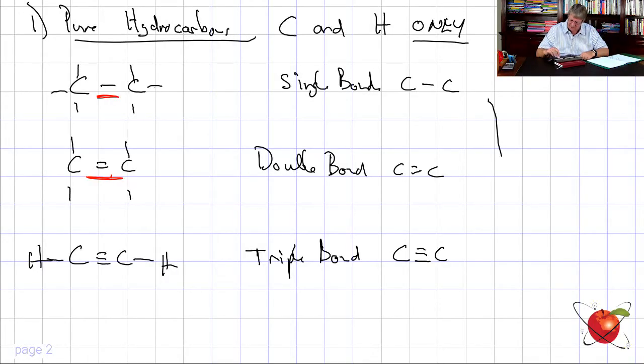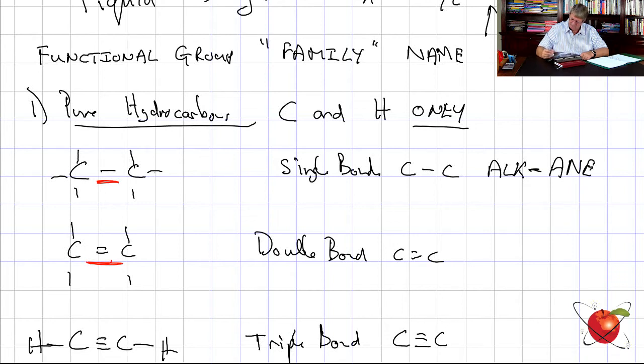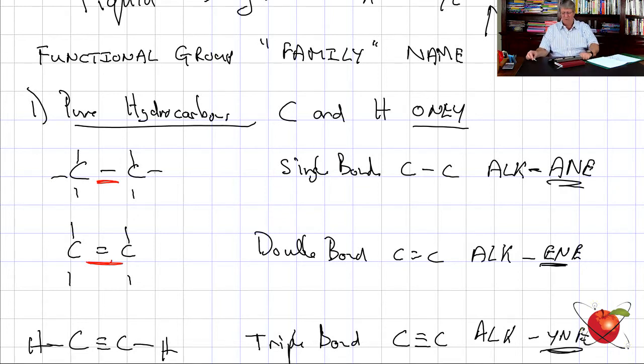Although they're hydrocarbons, this one over here, all right, this one over here, I just want to move it down. If it's got single bonds only, we call it an alkane. This one we call an alkene. This one we call an alkyne. These here are the family names that we're going to refer.